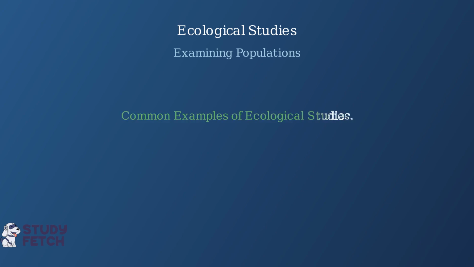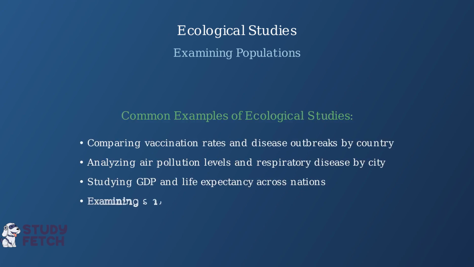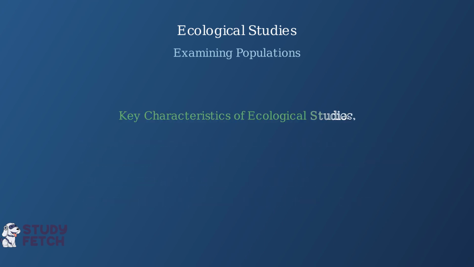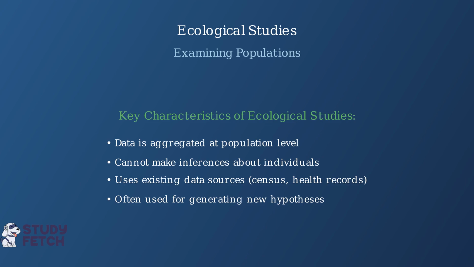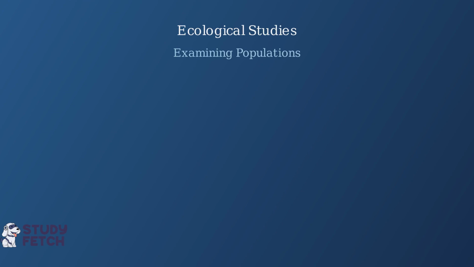Common applications include comparing vaccination rates and disease outbreaks across countries, analyzing air pollution levels and respiratory diseases by city, studying GDP and life expectancy across nations, or examining smoking policies and lung cancer rates by state. Key characteristics of ecological studies include the use of aggregated data at the population level, inability to make direct inferences about individuals, reliance on existing data sources like census or health records, and their value in generating new hypotheses for future research. Understanding these population-level relationships can provide valuable insights for public health policy and intervention planning.